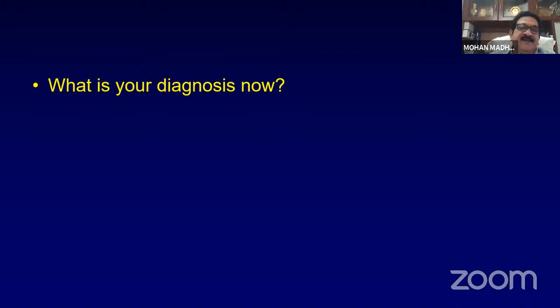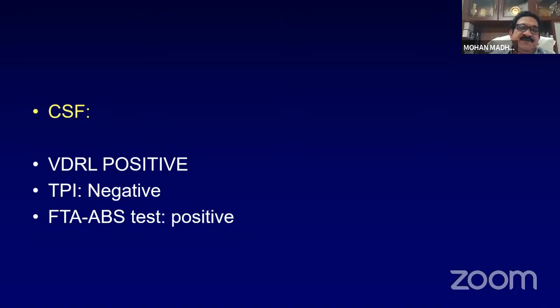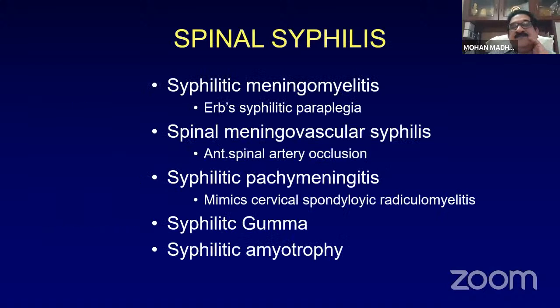Okay, let's see what happened. The CSF showed VDRL was positive, FTA-ABS was positive. So in this case, we don't usually consider this entity, but whenever we think of something presenting like a compressive myelopathy but other features are not fitting, always keep syphilis as one of the etiologies. Spinal syphilis can take various forms. One is spinal meningomyelitis, that is syphilitic paraplegia, spinal meningovascular syphilis, spinal pachymeningitis mimicking cervical spondylotic radiculomyelopathy, syphilitic gumma, and syphilitic amyotrophy, which presents mimicking a neurogenic amyotrophy.